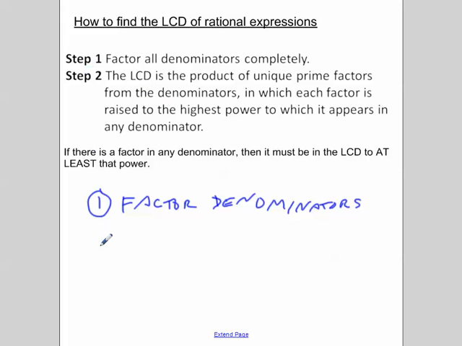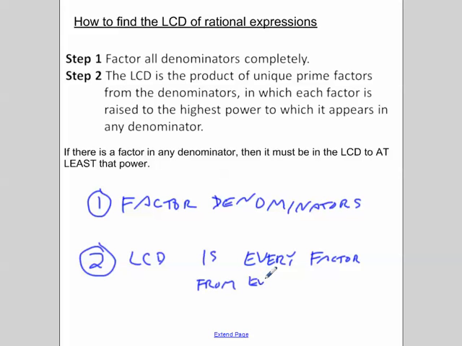Step number 2 says the lowest common denominator is the product of unique prime factors from the denominators, in which each factor is raised to the highest power in which it appears in any denominator. Whew, that's a lot of words. What I'm going to say is that our lowest common denominator includes every factor from every denominator.